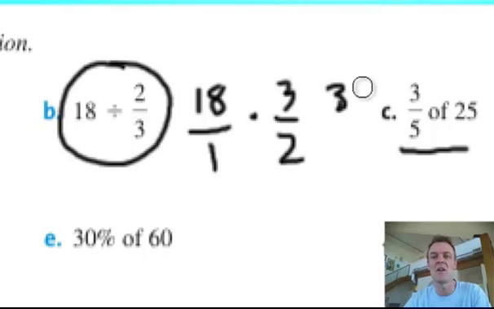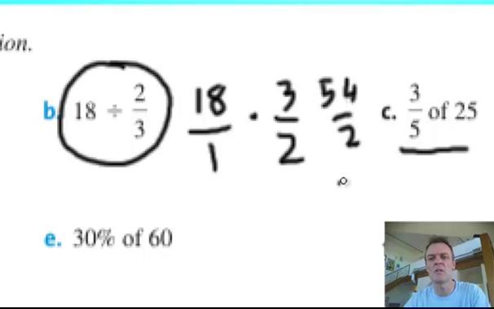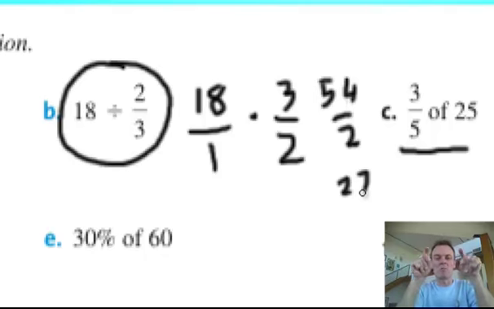Not 18 times 2. 18 times 3. 18 times 3 is 54. That's on the top. 1 times 2 on the bottom is 2. 54 divided by 2 will give me 27. Okay, so that's the answer. 18 divided by 2/3 is 27. Now that's me just doing multiplying numerators, multiplying denominators, and then simplifying.